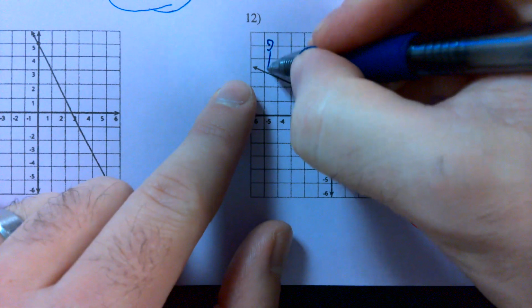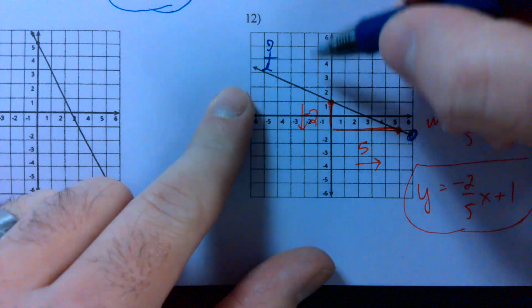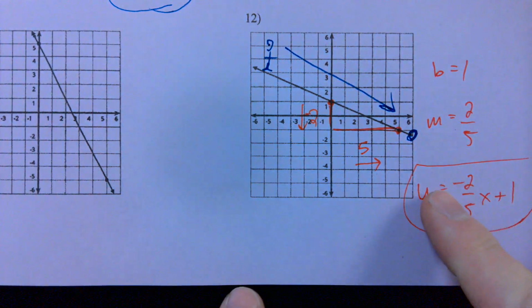If I drew a little person up here on the left and told them to walk to the other side of my line, would they be going up the hill or down the hill? Down. They'd be going down, right? So that would be negative.